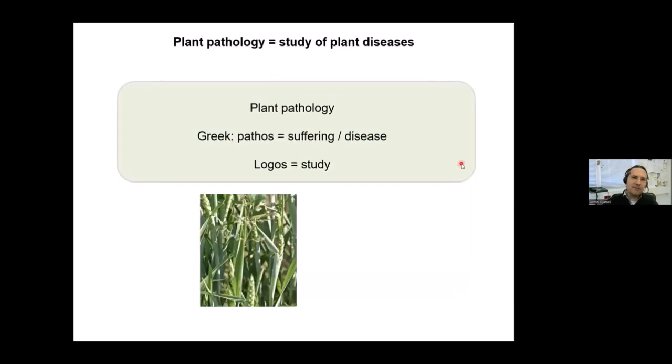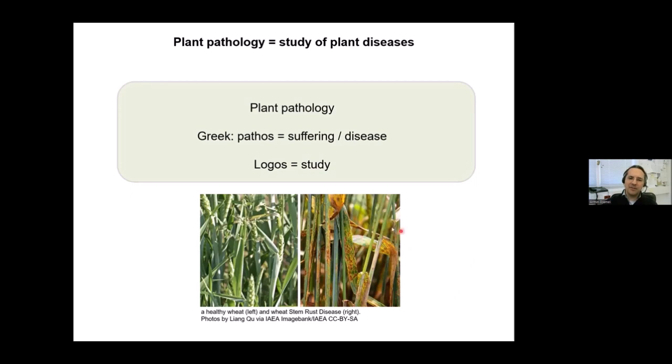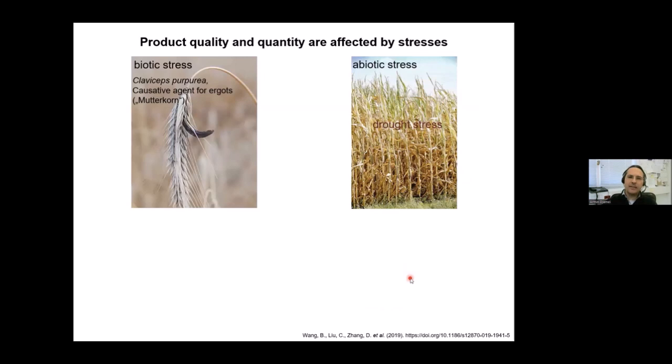So plant pathology, if you start with the word, comes from the Greek term pathos for suffering or disease and logos for studying. So we study basically not the healthy plants, but we focus at, for example, this rust diseased wheat. So we study basically the plant diseases in plant biology, plant pathology. And plants are facing all kind of different stresses when they are growing out there.